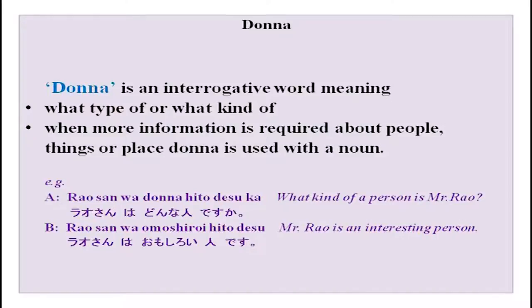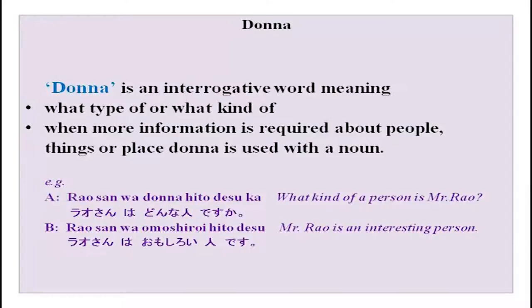Now the example over here is Rao san wa donna hito desu ka? What kind of a person is Mr. Rao? Rao san wa omoshiroi hito desu. Mr. Rao is an interesting person. So well, you can practice like this. Donna hito desu ka? Can you tell me? Tanaka san wa donna hito desu ka?